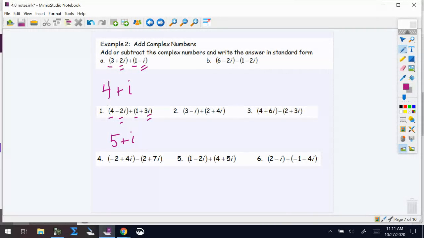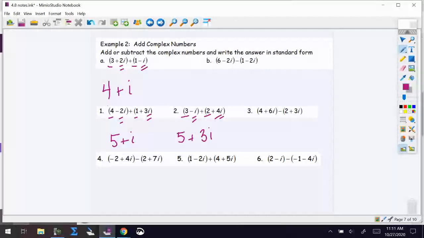The one to the right of it is also addition. So 3 plus 2 is 5, and negative i plus 4i is 3i. It will ask in Delta Math to write it in a plus bi form, meaning your real part comes first and your imaginary part comes second.